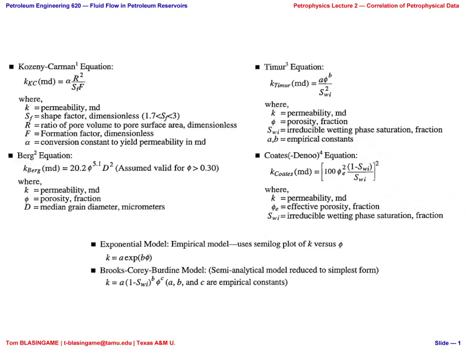Once you start down this road of trying to relate porosity and saturation with permeability, you probably ought to just do it empirically. That would be my recommendation. Let me see if I can do this without ruining the board, but I would probably write it as a general equation: permeability equals A times phi to the B, and then SWI to the C.